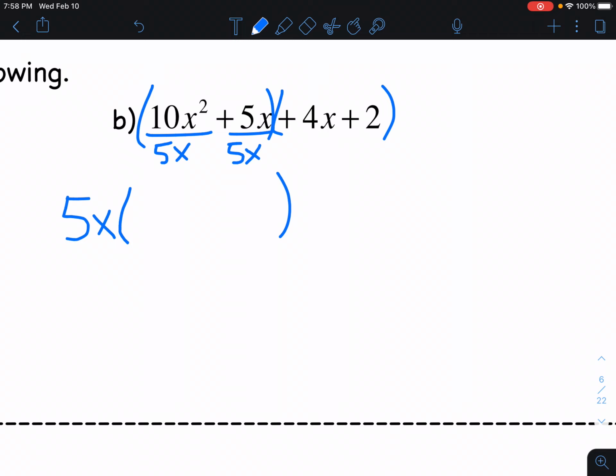So 10 divided by 5 is 2. X to the second divided by x is x. Then plus. Now, you'll know 5x divided by 5x. Remember, anything divided by itself is just 1. Some people will actually go cancel, cancel, and then leave a blank there. But remember, when you're dividing and things cancel out, it's 1, not blank. And definitely not 0. Okay, now your second group, what's your GCF of 4x and 2?